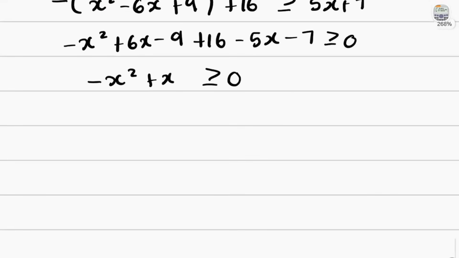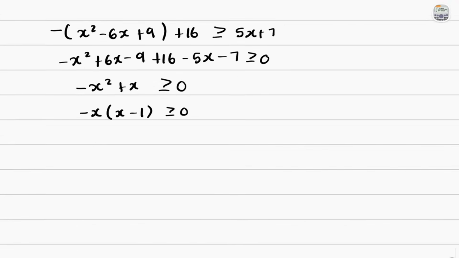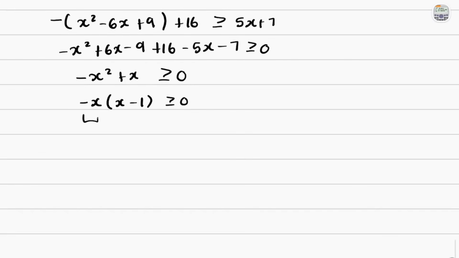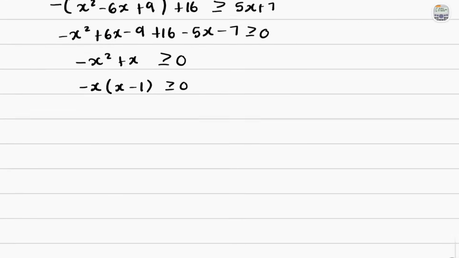And now we can take out a common factor. It's best to take out a common factor of negative x, okay? And then what we have left, if we divide here, we have x left. If you divide here, you have negative 1 is greater than or equal to 0. Now, to solve this inequality, we have one thing times another thing is greater than or equal to 0.